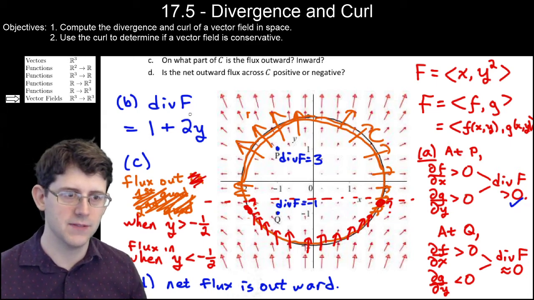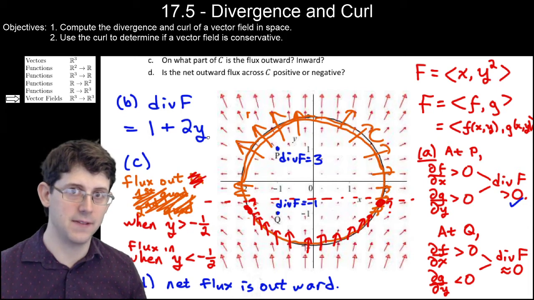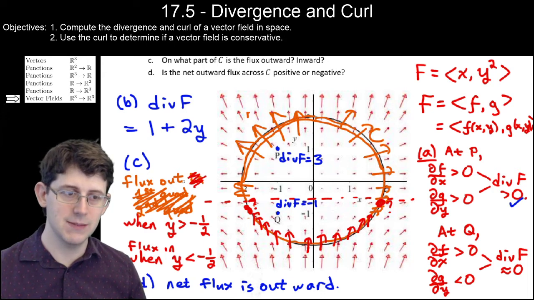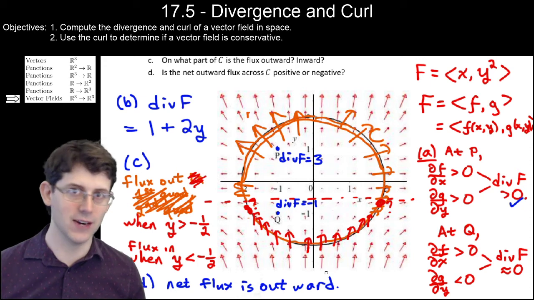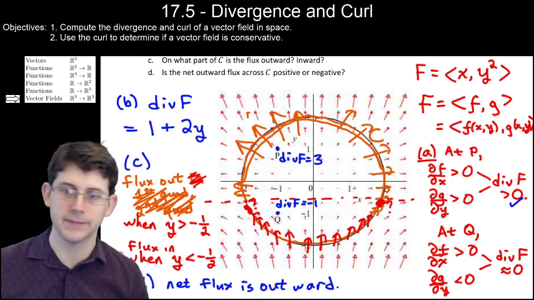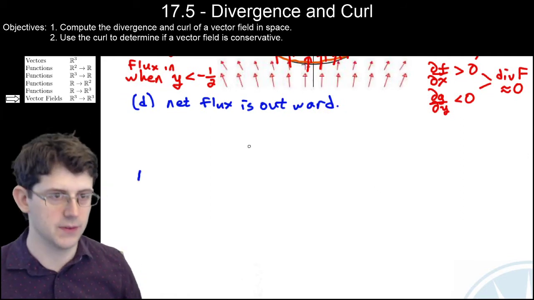Well, the critical point where the divergence switches is at y equals -1/2. At y equals -1/2, the divergence is 0. So we seem to get flux out when the divergence is positive, and we get flux in when the divergence is negative. And you can just see it on a picture of arrows, and that's kind of awesome. So let me just write a takeaway here.